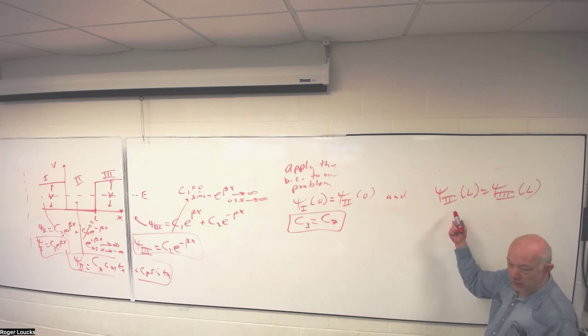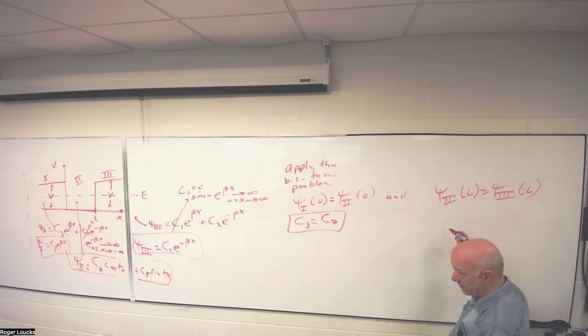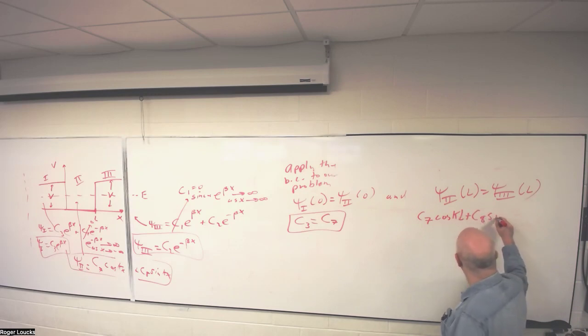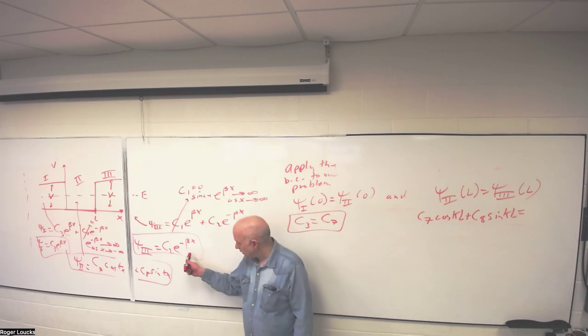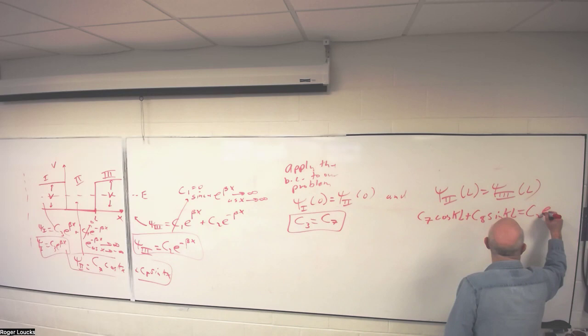Now, what does this one do? Well, just replace x by L. And so you're going to have C7 cosine KL plus C8 sine KL equals C2 e to the minus beta L. And here's my psi 3. So this has to be C2 e to the minus beta L.